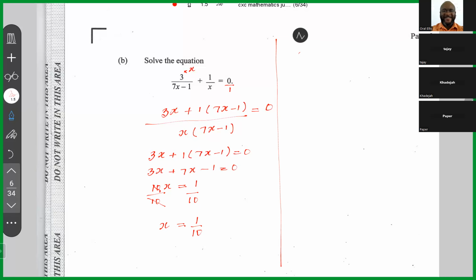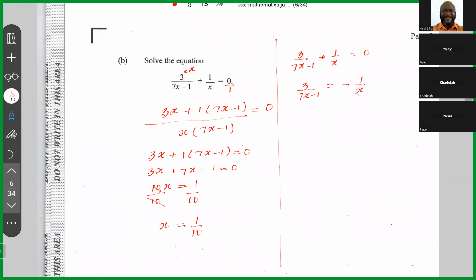Starting out with 3 over 7x minus 1 plus 1 over x is equal to 0. What I could have done is this: 3 over 7x minus 1 is equal to minus 1 over x. Positive 1 over x on the left goes over to the right and becomes negative. Now, if I have one fraction equal to one fraction and I want to get rid of the fractions, I can cross multiply.